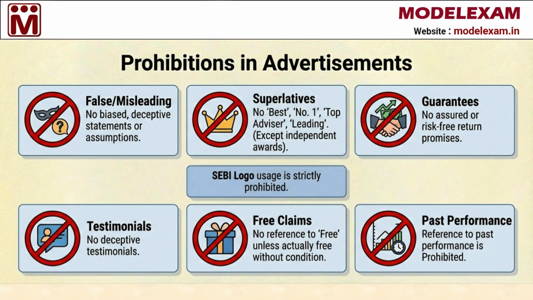There are also strict prohibitions on what you cannot say. You cannot use false or misleading statements. You are strictly forbidden from using superlatives like best, number one, or top advisor, unless you have won an independent award. You cannot make guarantees of risk-free returns. Testimonials are also banned if they are deceptive. Furthermore, you cannot claim a service is free unless it is actually free without any conditions. And finally, you generally cannot refer to past performance to solicit new clients.